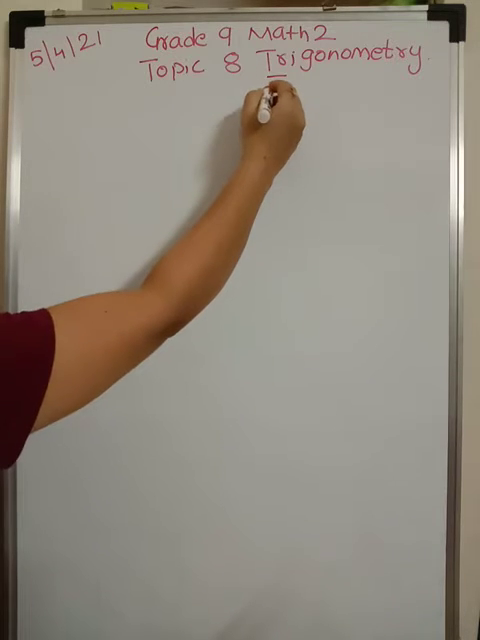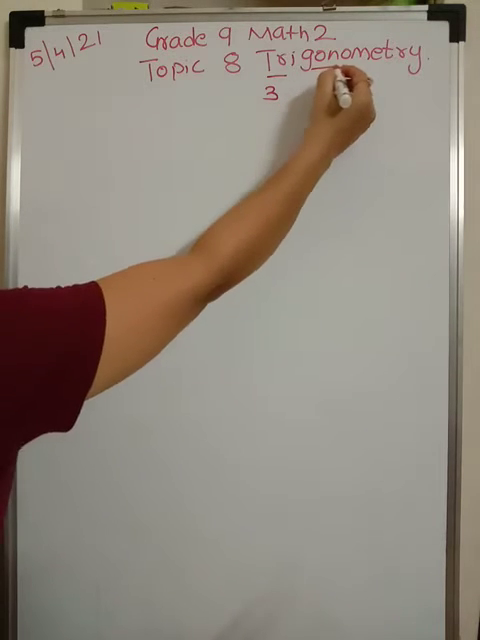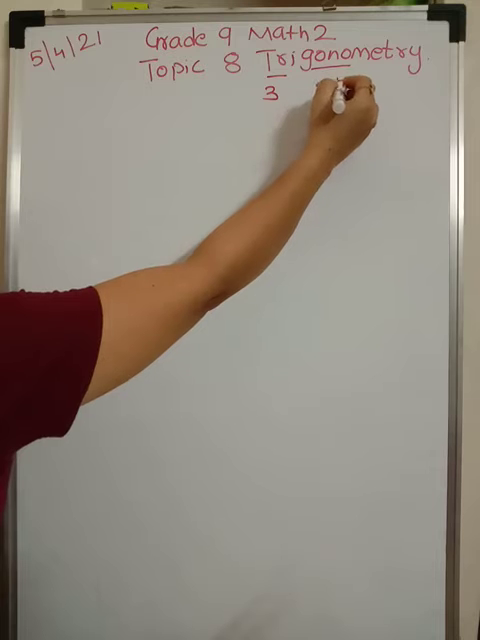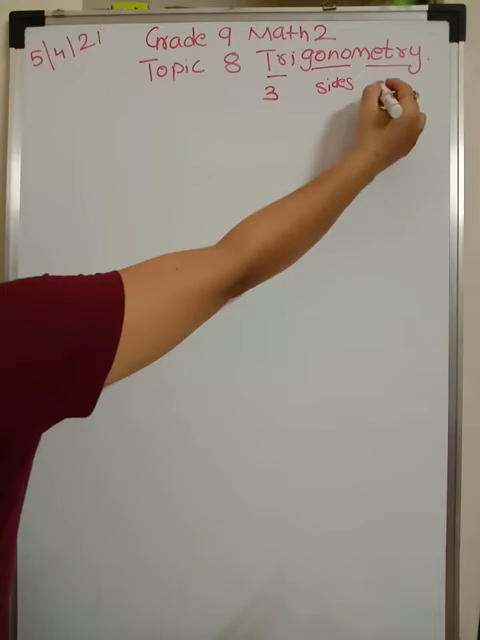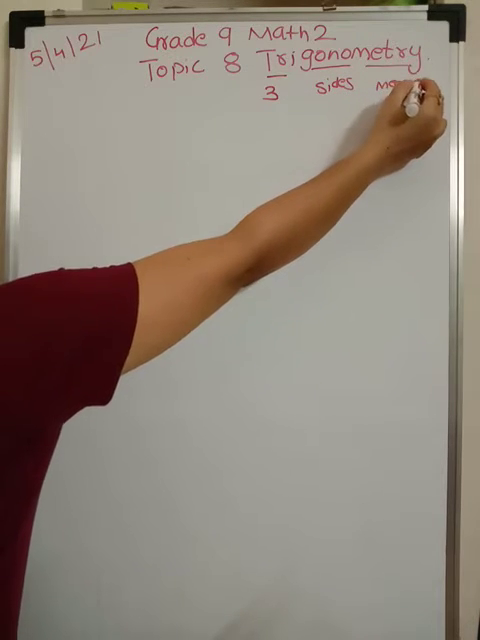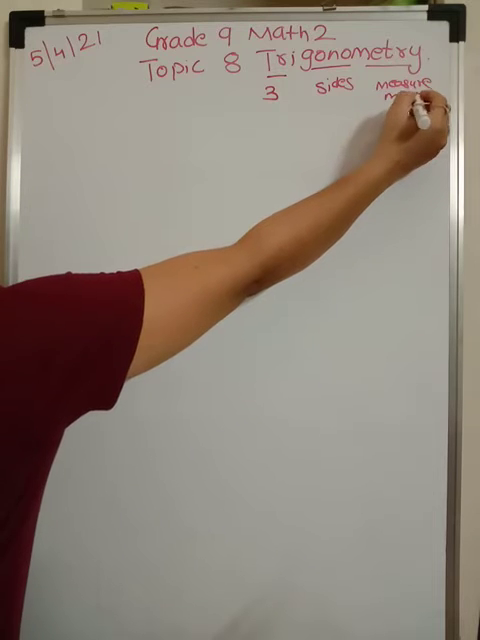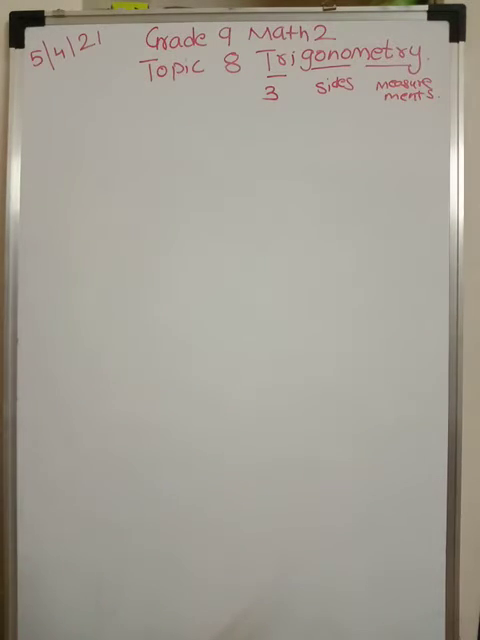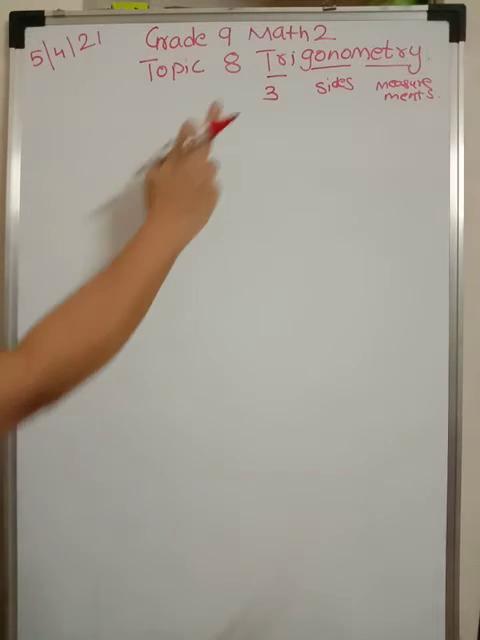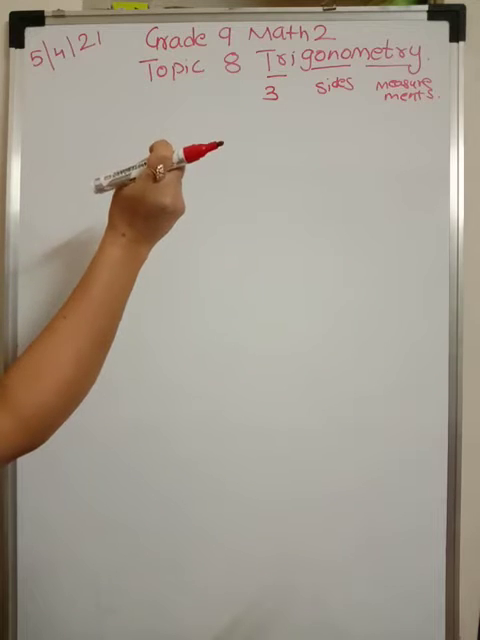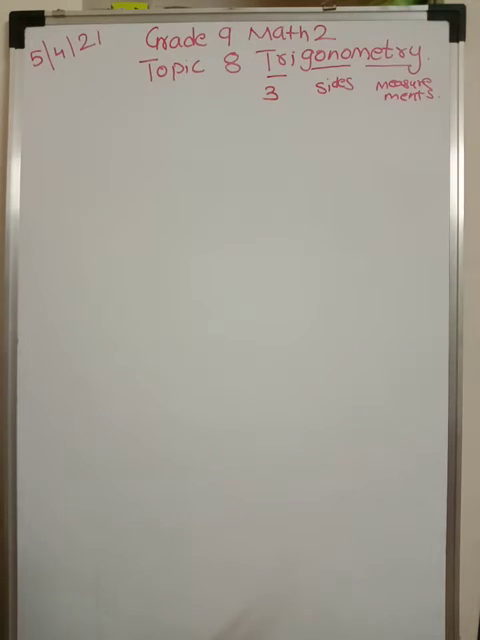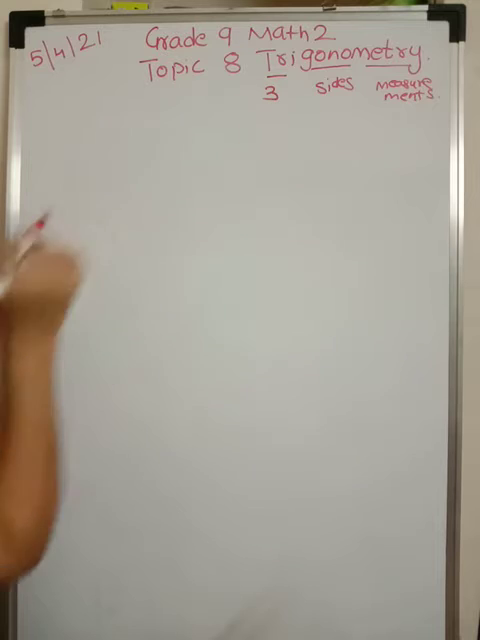Tri means 3. Gono means sides. And metry means measurements. So these three words together combined to form the word trigonometry. So this is, you can say, three Greek words coming together to get the meaning for trigonometry. It is nothing but measurements of three sides.